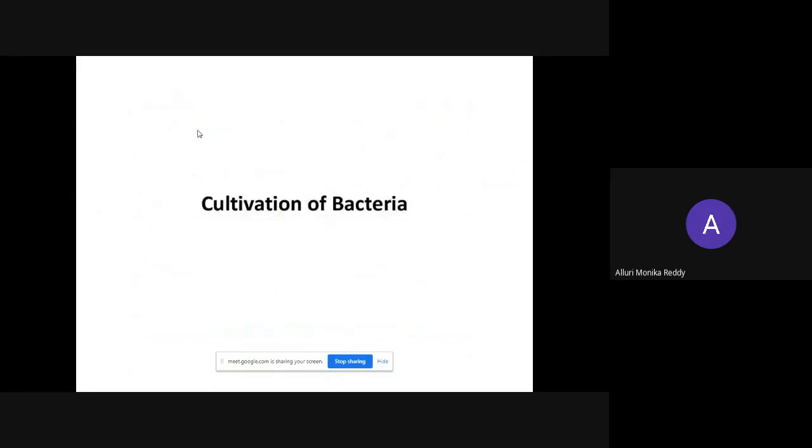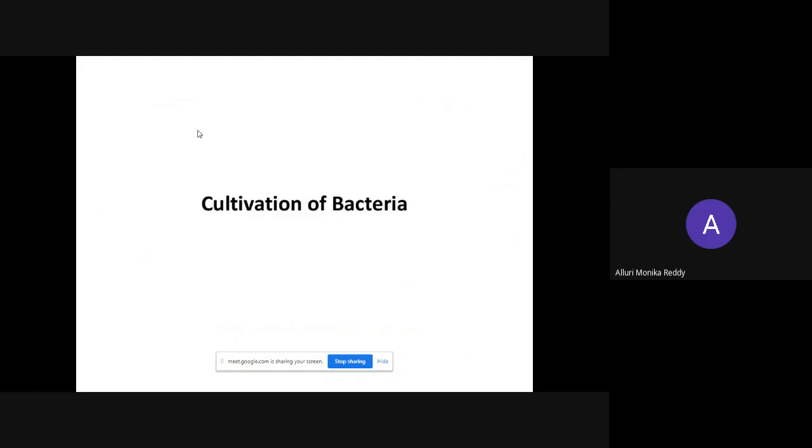And cultivation of bacteria. Why do we have to cultivate bacteria? What is the necessity of cultivating bacteria? See, we all know bacteria are ubiquitous. They are present everywhere, in any extremity.